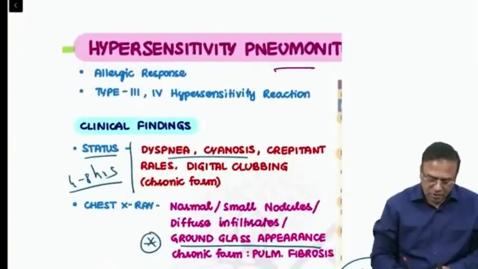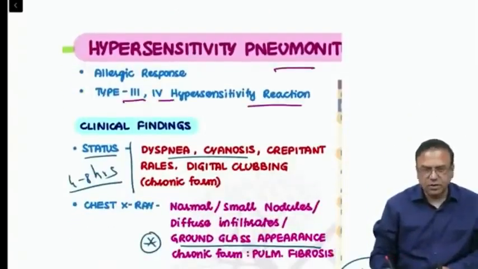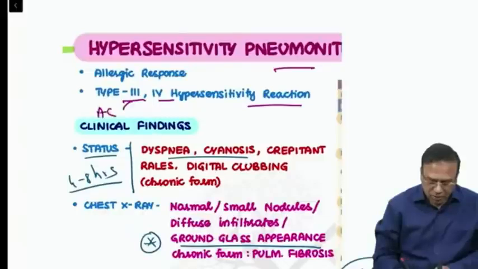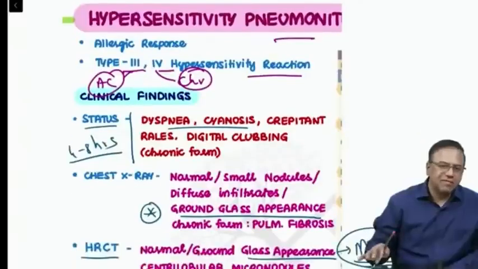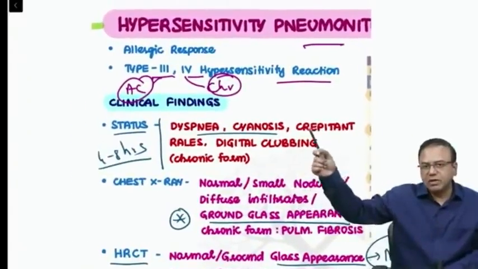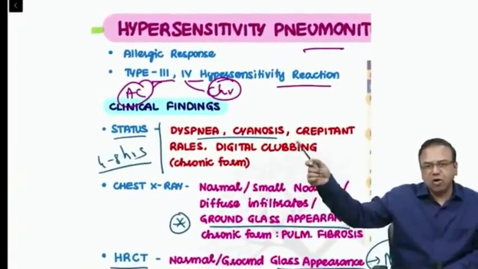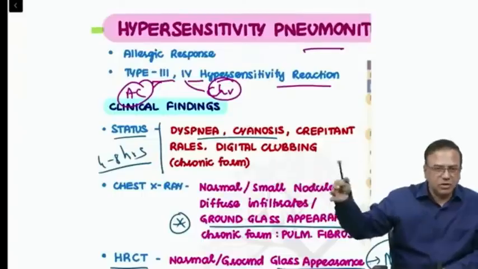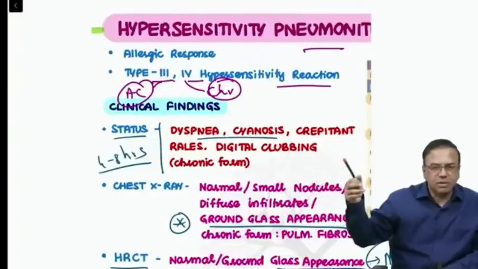Hypersensitivity pneumonitis is a type 3, type 4 hypersensitivity reaction. In acute it is type 3, in chronic it is type 4 hypersensitivity reaction. Clinical findings are within 4 to 6 hours of exposure to the offending agent, patient will get breathlessness, cough, crepitations, all this will start. On examination you can even see clubbing.